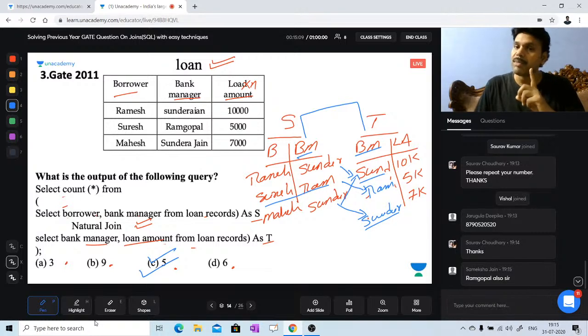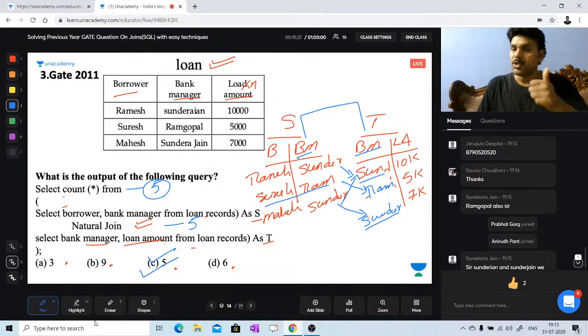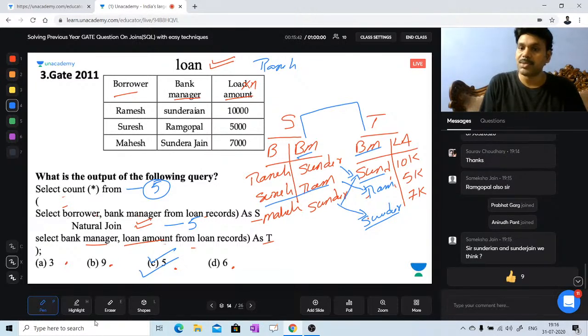You observe all 5 mappings are unique tuples only. If any tuple is not unique, immediately you can cut it off, and then you can reduce the number of tuples. So from this and this, you got 5 tuples and your count is nothing but 5. Clear, friends? Many of you gave an excellent answer. And here you are saying that Sundarajan and Sundarajan have come twice. No problem. Please observe the table now. You look at that entry, it is very clear. Ramesh and Sundarajan one time with 10,000. Please observe this Sundarajan with 10,000.